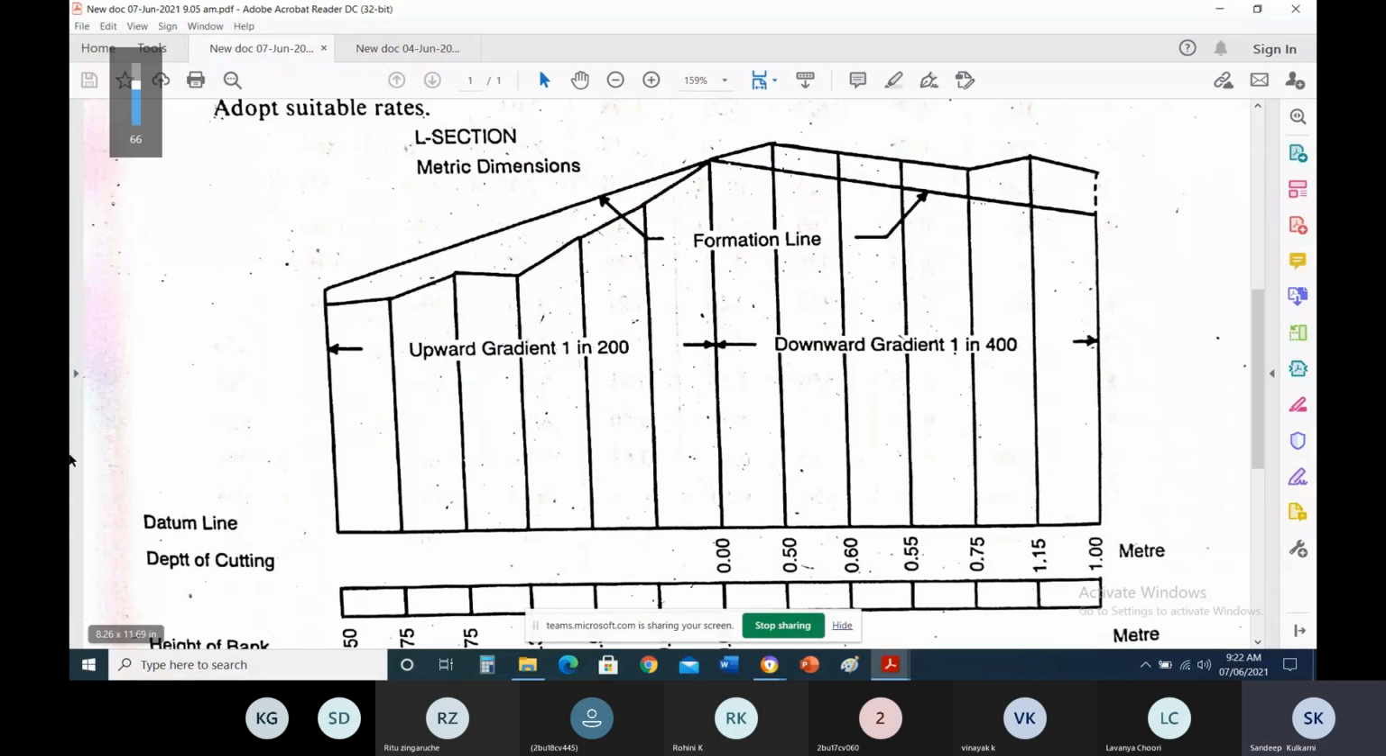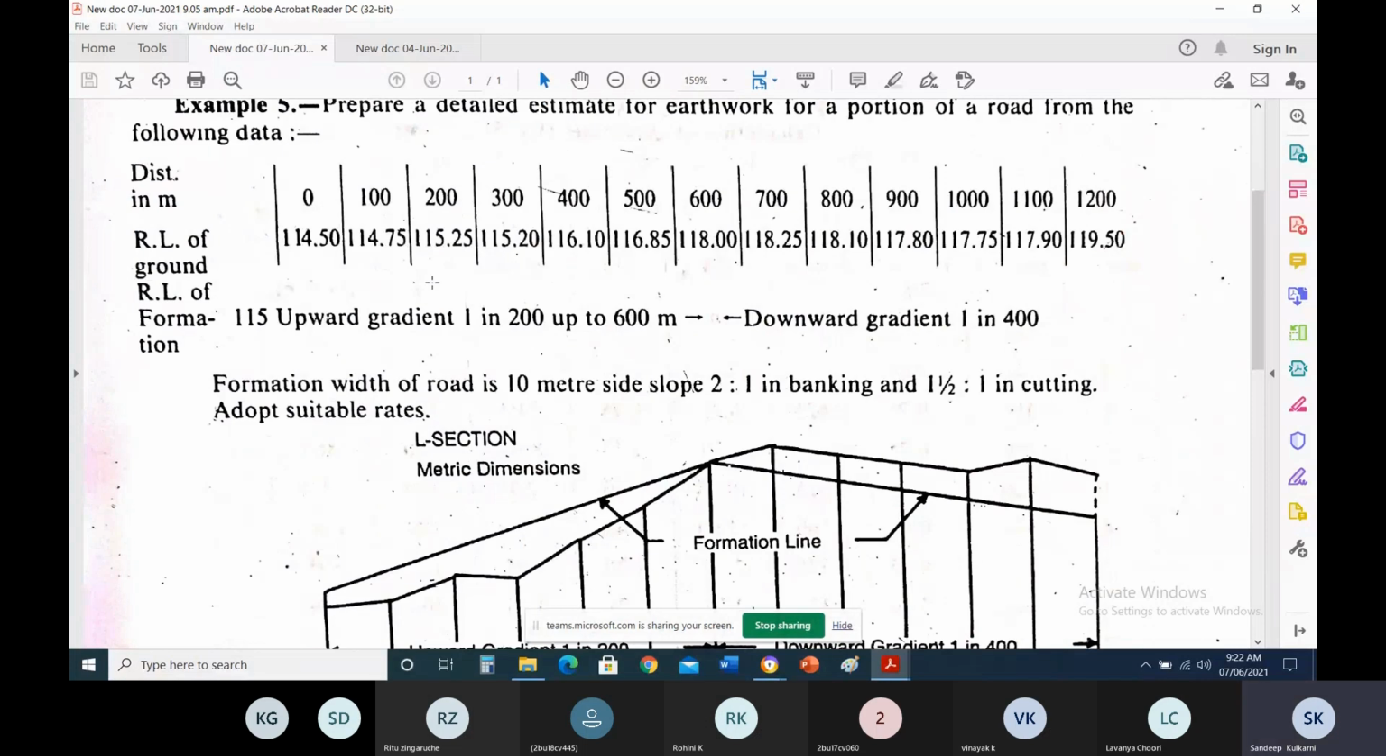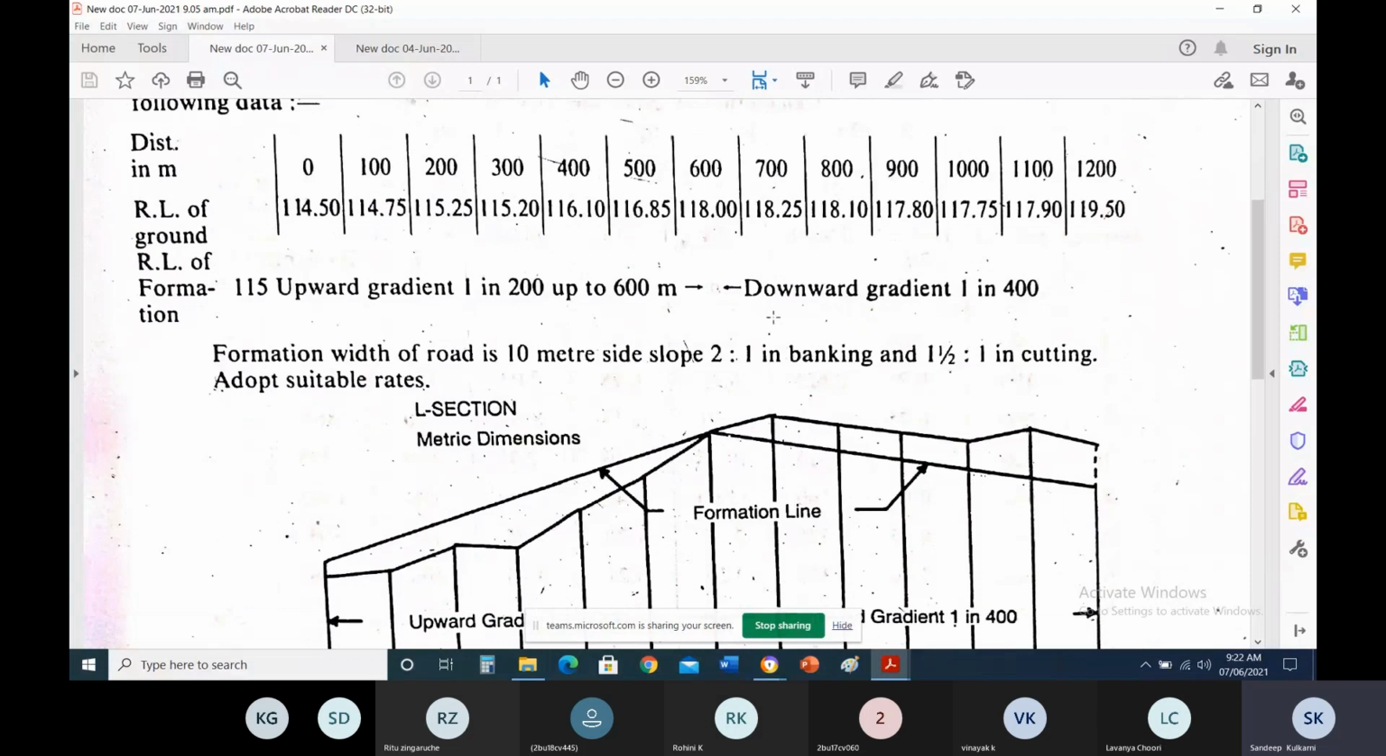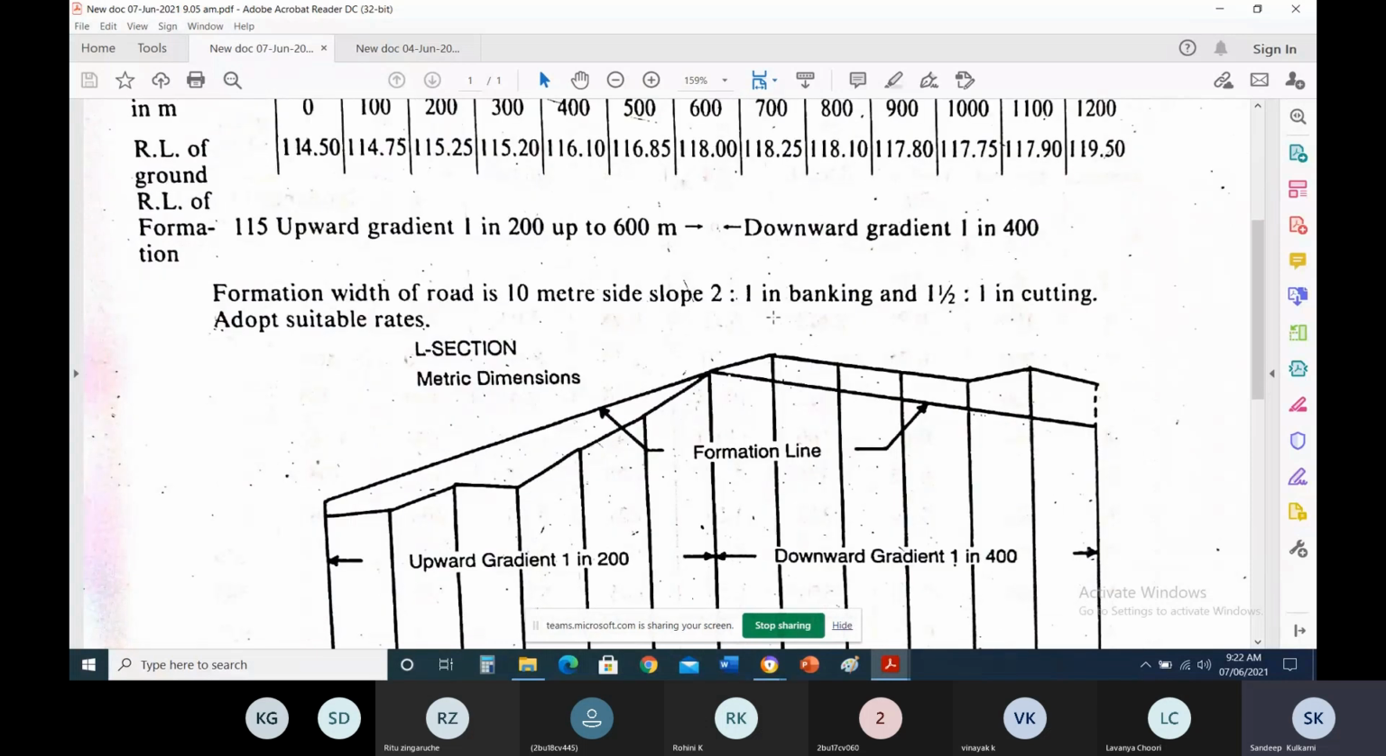So the top line in the diagram is the formation line, and the line below is the ground line, ground level. The first formation RL given is 115. So the first thing we have to do is calculate the formation levels, the formation RLs.